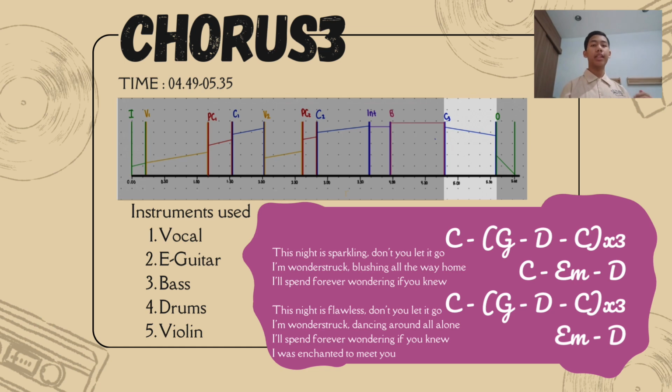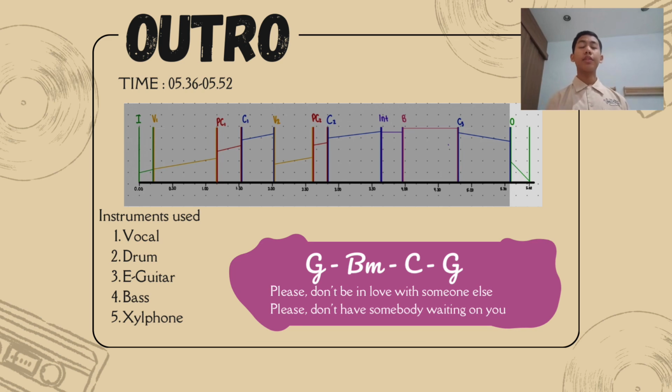Chorus 3 uses the same set of instruments as well as the same chord progression that chorus 2 did. Though in the intensity chart, it actually slopes down, because it's nearing the ending and transitioning into the outro. For the outro, the instruments being used are the same as chorus 3, just adding a slight xylophone in the end. In the intensity chart, we saw that it slowly faded out into a bit of a fade-out ending. And for the chord progression, it goes G, B minor, C, G.